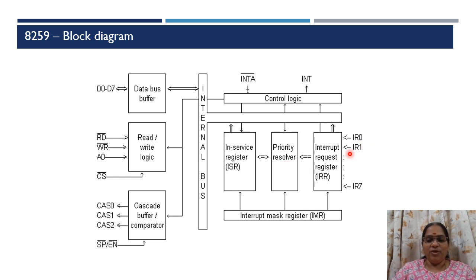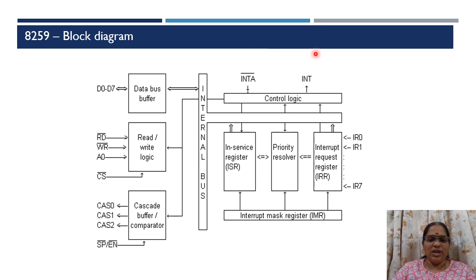So if both the interrupts occur at the same time, the priority resolver will give priority only to IR1. All this decision will be set, and whatever the final decision you make will be denoted in an in-service register, and then it will be sent as an interrupt to the processor. This is the way in which an interrupt signal will be given to the processor.